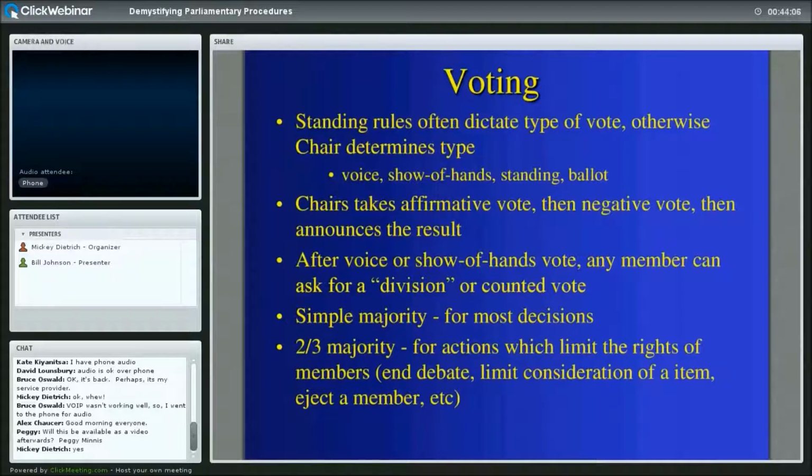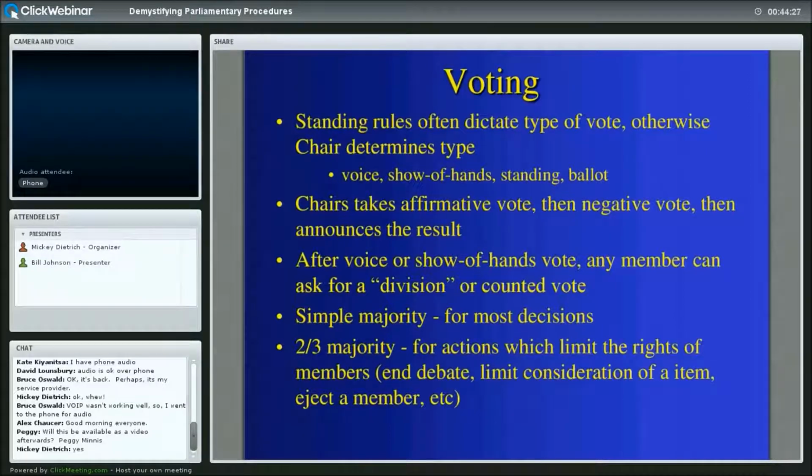So there should never be confusion about or belief that there were more nays than yays, but the chair declared it passed and you have no recourse. No, you do have recourse. Again, that's part of protecting the rights of the minority. You can always call for that counted vote.